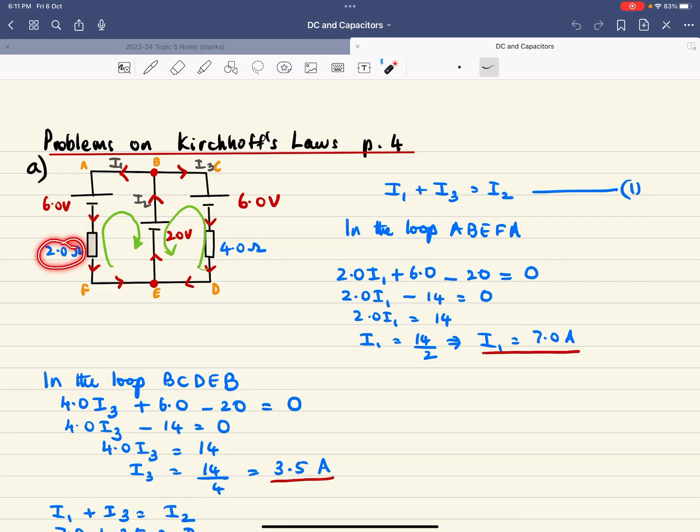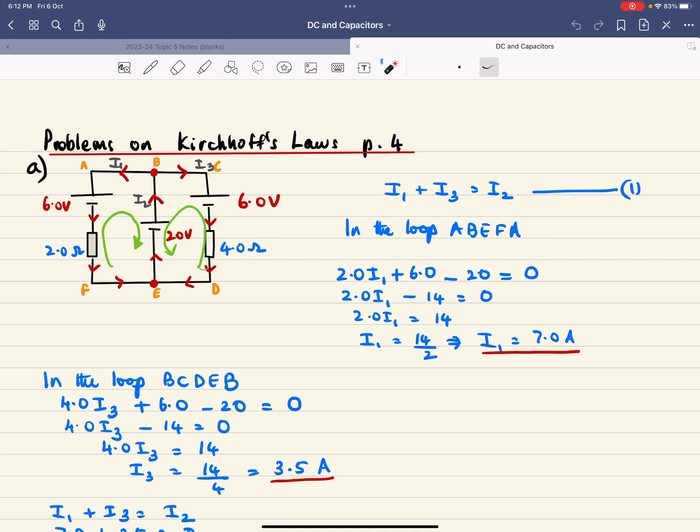So this is the resistor. Resistance times current is voltage. So 2 times I1 plus 6 volts, and then there's nothing here, and now you're coming out of the negative end of this battery, so it's minus 20, and now there's nothing at all, so it's 0. That's how I get this equation, and then I solve for I1 and I get 7 amps.